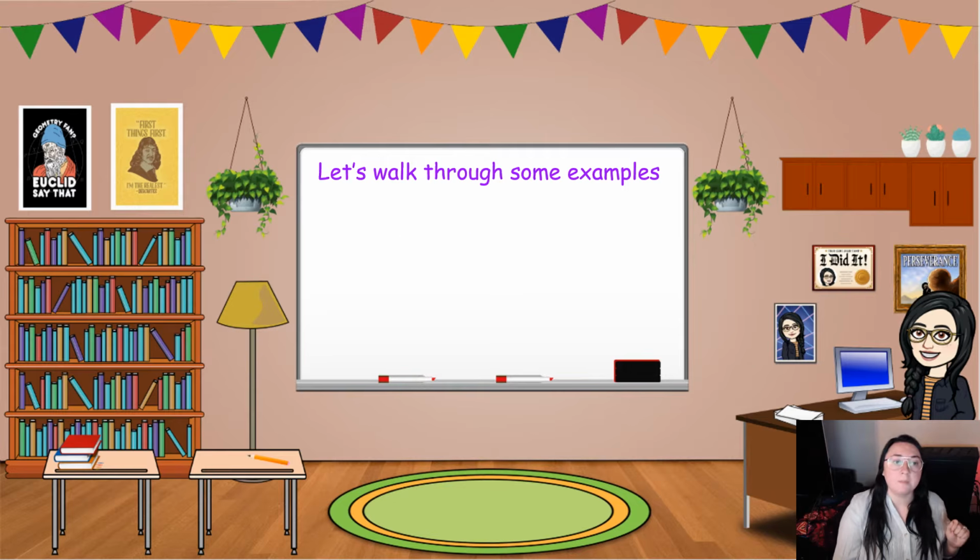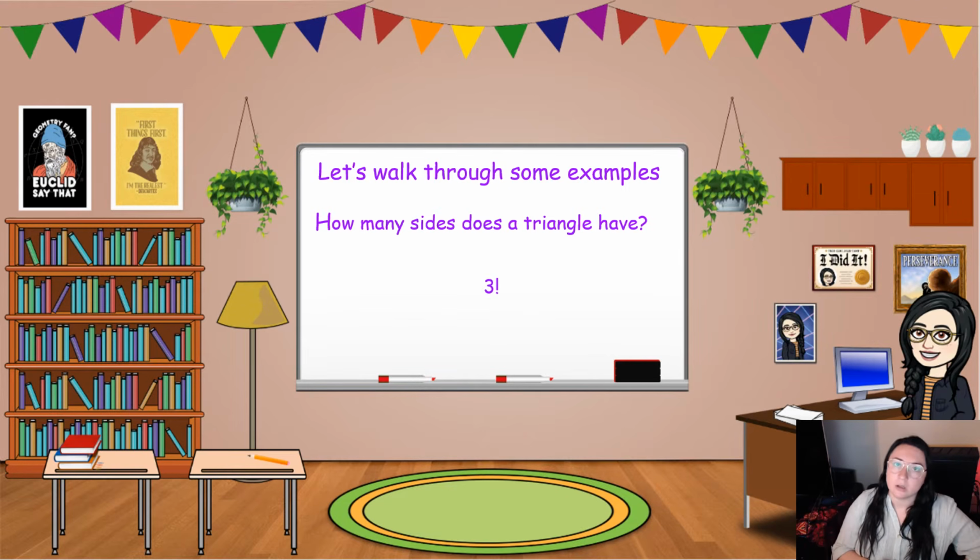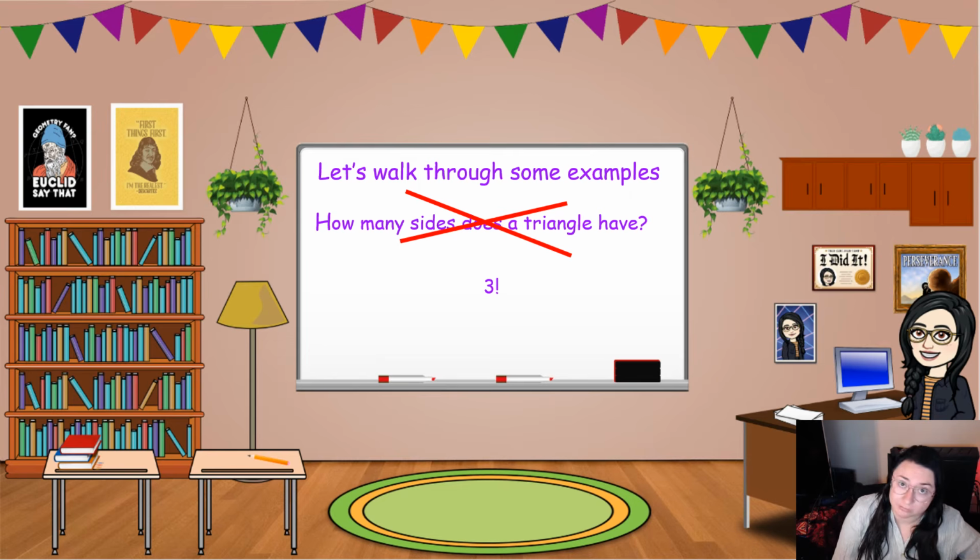A couple more. How many sides does a triangle have? Hopefully you're shouting out to me, 3. There's 3 sides to a triangle. And that's it. If it doesn't have 3 sides, if it has 4 sides, it is not a triangle. If it has 2 sides, well, it's not even a shape. So this is not a statistical question.